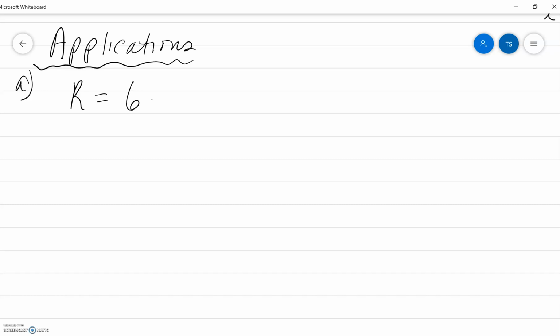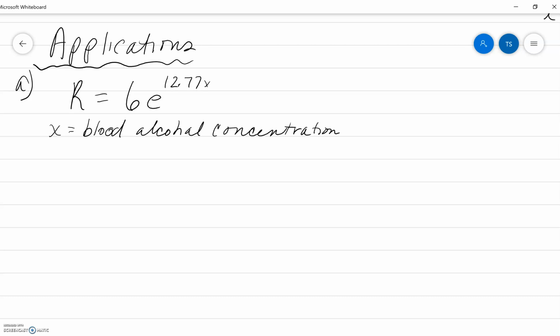Ultimately, there is this exponential equation: R equals 6e to the 12.77x power. What this exponential equation represents is, x equals, and you're going to love this, the blood alcohol concentration in a person, and R is going to represent the risk of having a car accident. And of course, this is as a percent.